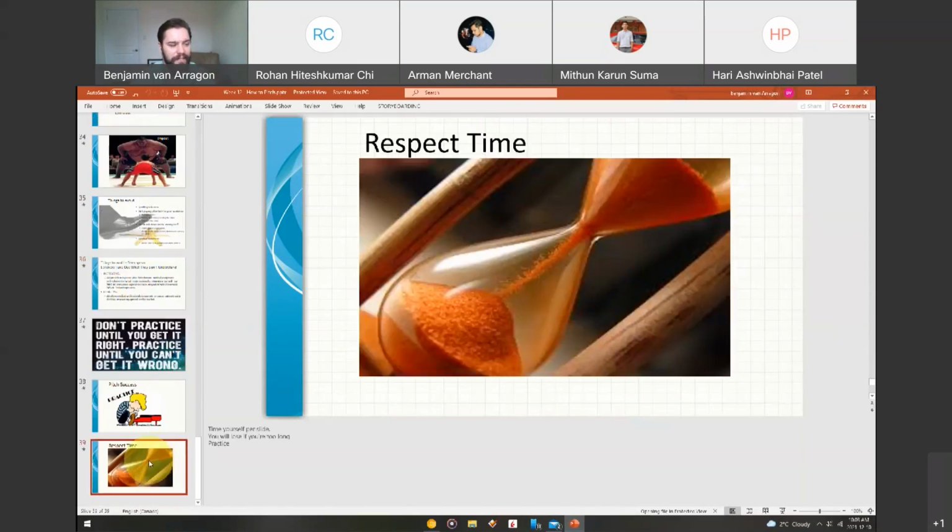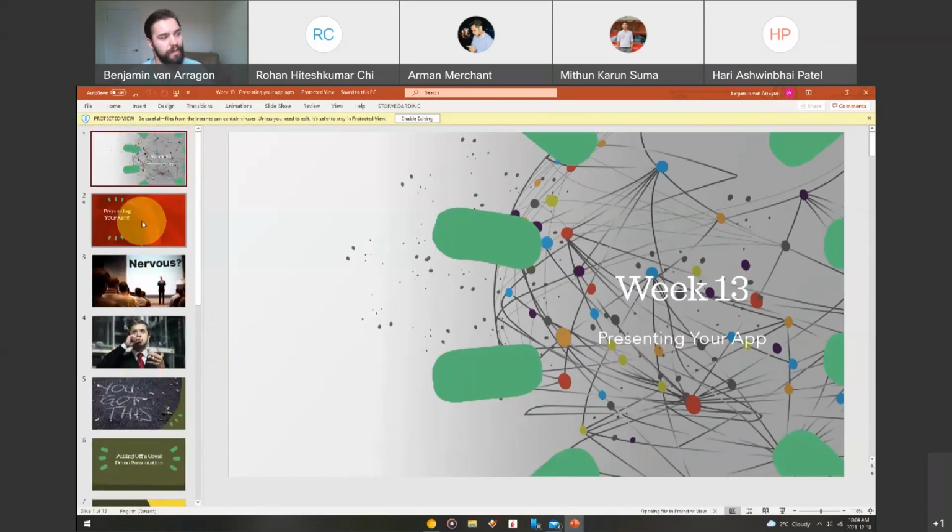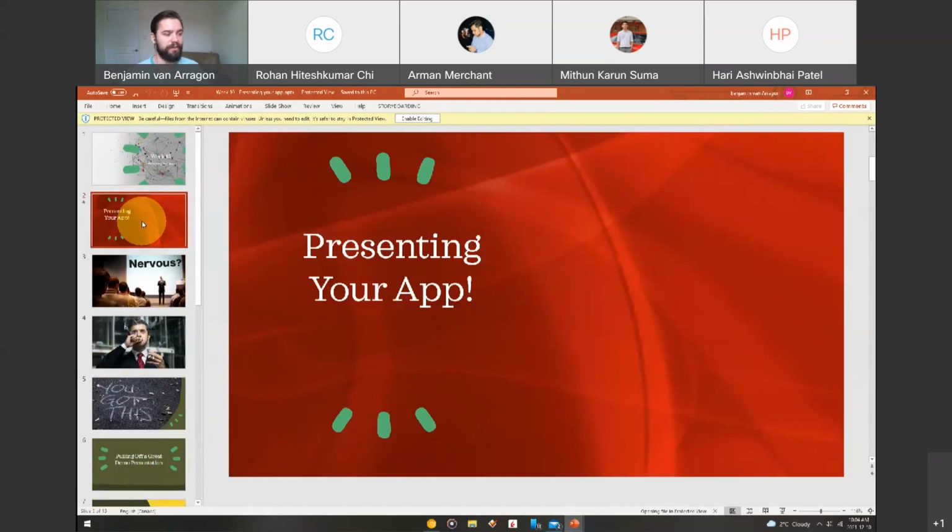And lastly, respect time. Time yourself per slide and practice for next week. So what we're going to do with Rob next week, you're going to have your 90-second pitch, and then we're going to get into something here. This is just a really short, like 13 slide, actually called the demo, okay? Presenting your app. So you're going to do your pitch to Rob, and then you're going to do the demo.